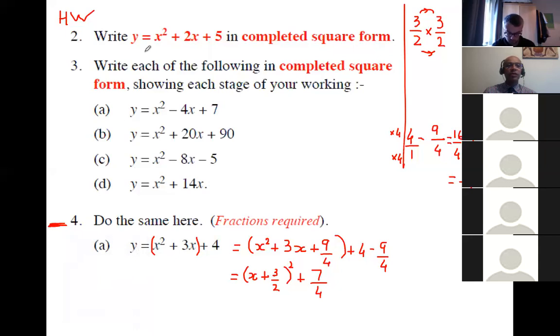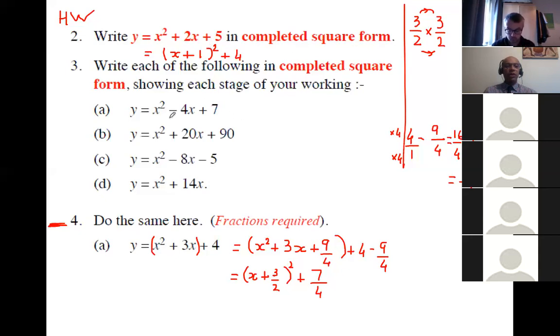So for this one, it would mean x plus 1 squared, plus 5 minus 1, because we've got to compensate, and that would just be plus 4. So you just need to remember to compensate.